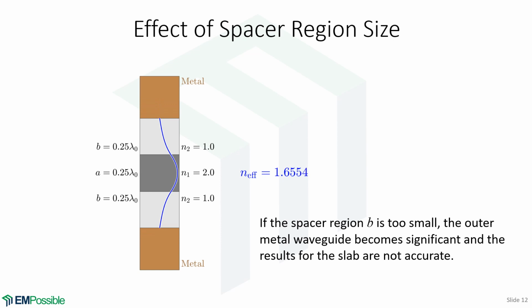But if we goof on that spacer region, we still get an answer, and it might look right, but we'll only know that it's wrong if we make that spacer region bigger and we see that the shape and the effective index of that mode actually does change. So we want to make B big enough so that those changes are minimal.